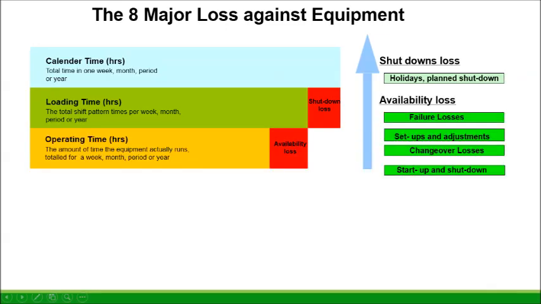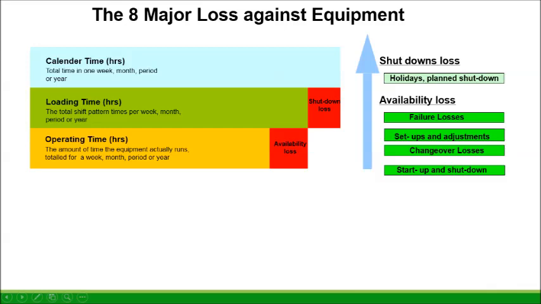Availability takes into account availability loss, which includes any events that stop planned production for an appreciable length of time, usually several minutes, long enough for an operator to log a reason. Examples include planned and unplanned stops. Unplanned stops, such as equipment failures and setup and adjustment. Planned stops, such as changeover time and startup and shutdown.